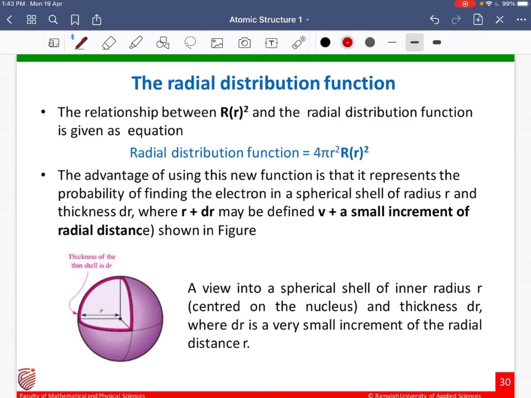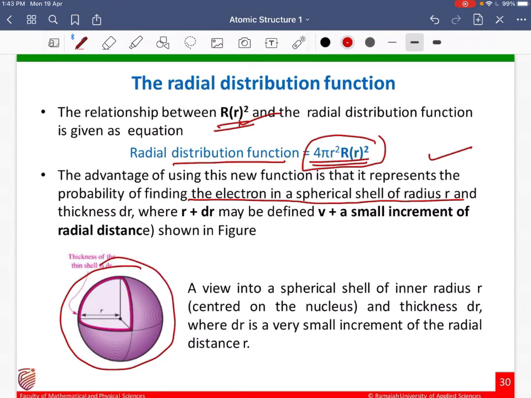Radial distribution function. Another way of representing information about the probability density is to plot a radial distribution function. The relationship between R R square and the radial distribution function is this. If you want to get the radial distribution function, you have to substitute the R R square value in this equation, that is 4 pi r square R R square. The advantage of using this new function is that it represents the probability of finding the electron in a spherical shell of radius r and thickness dr, where r plus dr may be defined as r plus a small increment of radial distance, shown in the figure.